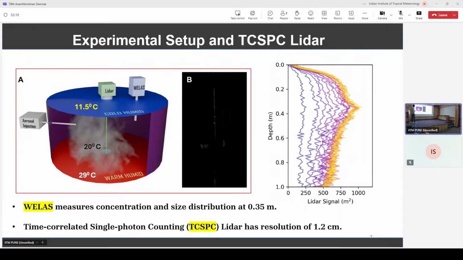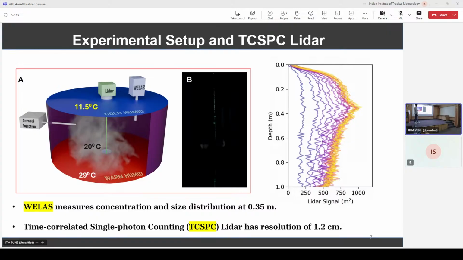So for this particular set of study, this is the experimental setup where we maintain the warm, humid environment roughly at around 29 degrees Celsius, and the top is around 11.5, and the lateral boundary and the center is around 20 degrees Celsius. One important component is the aerosol injection. In this experiment, we vary from the clean condition to very polluted conditions.